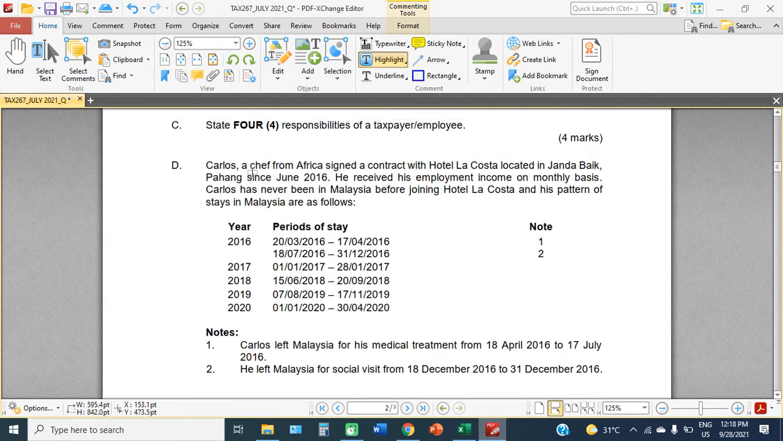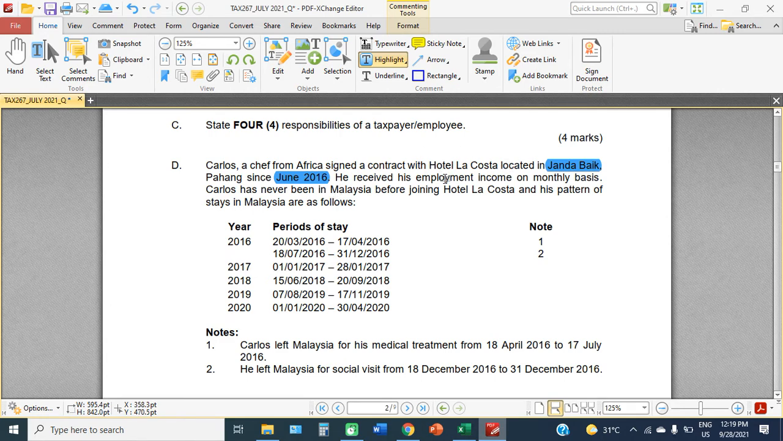Carlos is a chef from Africa, signed a contract with Hotel La Costa, located in Janda Baik, Pahang, since June 2016. So the first sentence is telling us a few pieces of information. The first one is we know that Carlos is not Malaysian, but does that mean that he is non-resident? You know that the resident status is determined by looking at how many days you stay in Malaysia. And the first time he came to Malaysia was June 2016, because he started working at Hotel La Costa.